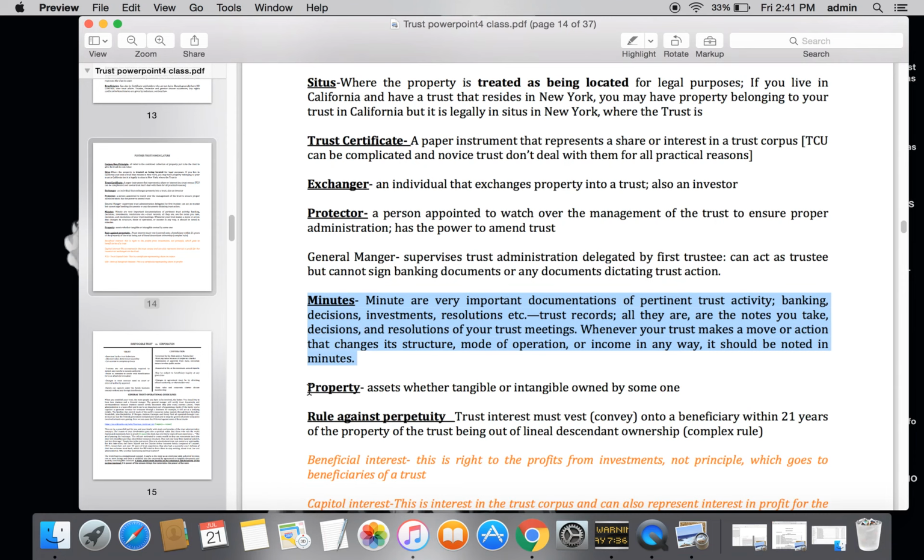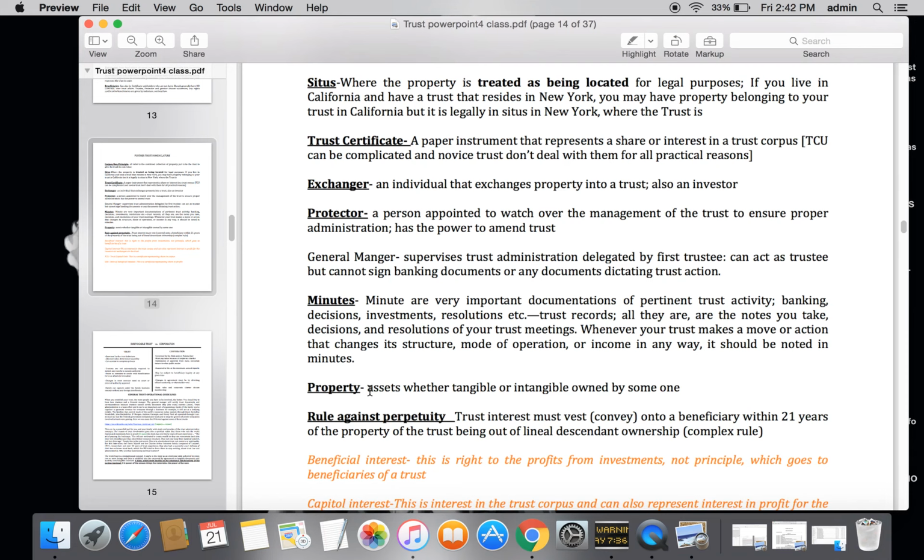Property, assets, whether tangible or intangible, owned by someone. Pretty straightforward. Now, property tends to come into the minds of individuals as always being tangible. That is not the case.